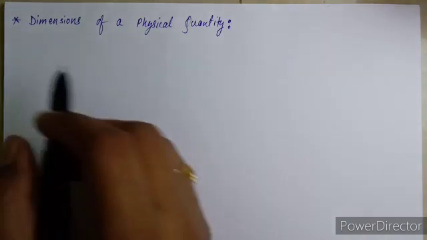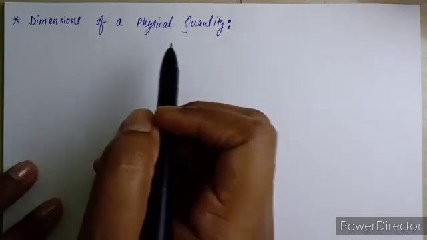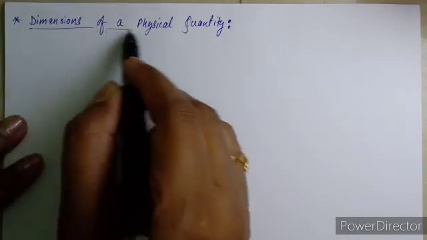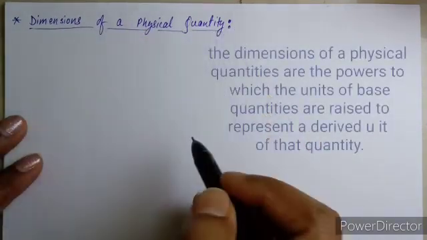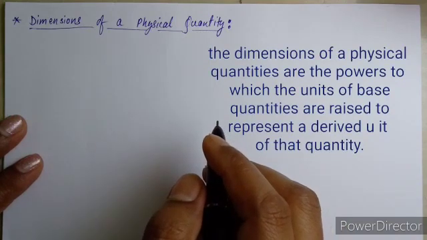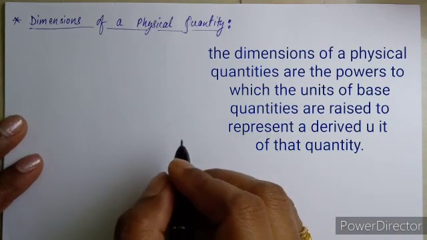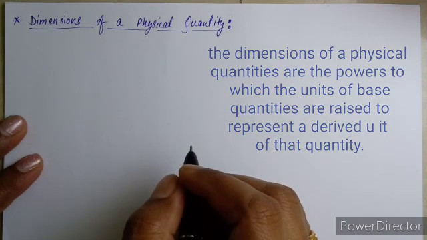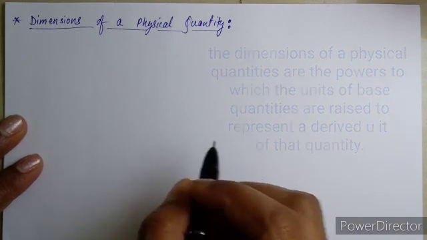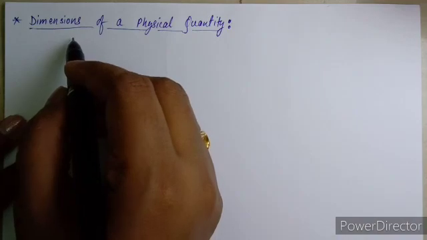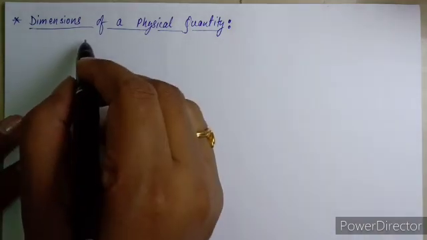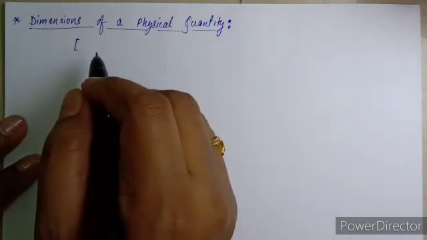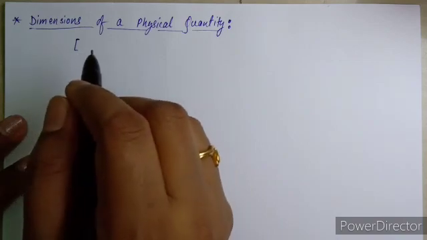Today we are going to discuss dimensions of a physical quantity. So the dimensions of a physical quantity are the powers or exponents to which the units of base quantities are raised to represent a derived unit of that quantity. Here you should note that the square brackets around a quantity means that we are dealing with the dimensions of the quantity.